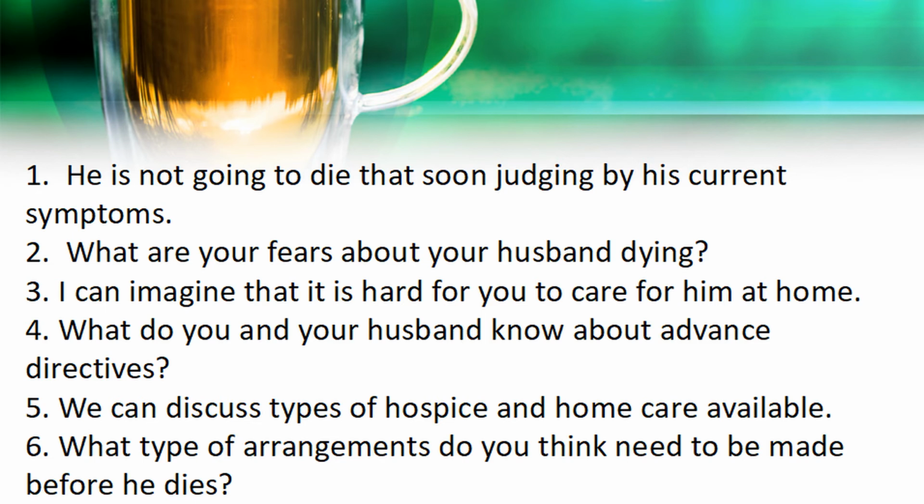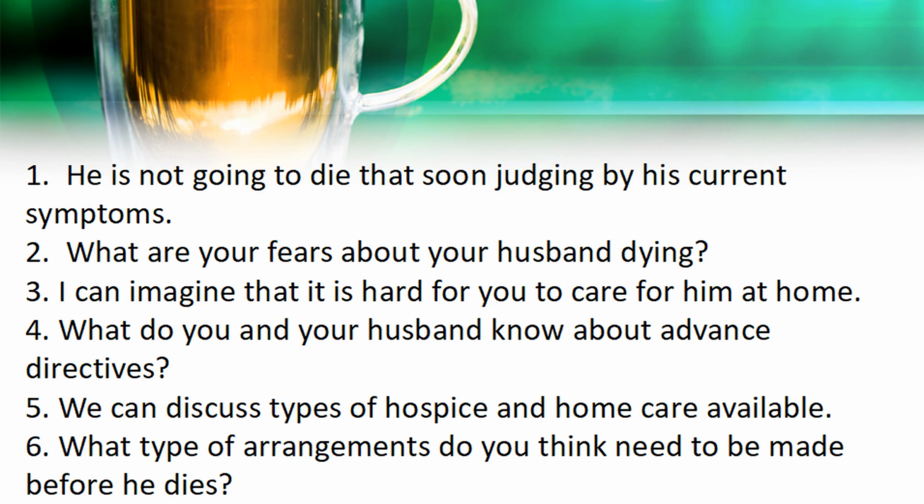Number 5, we can discuss types of hospice and home care available. This would be helpful to the wife because she already mentioned that it's hard for her to take care of him at home. So this would be a helpful solution to the wife. Remember, you want all of your solutions to point to positive interventions in helping the wife, right? And so I would pick number 5.